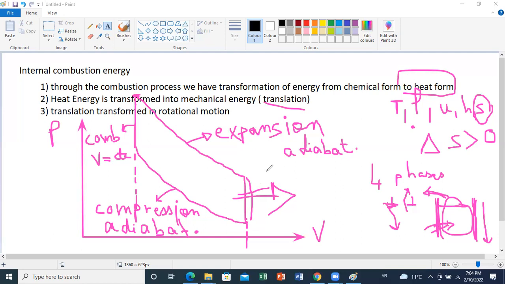Okay, so now I have 4 phases. Two of them are adiabatic, compression and expansion, and I have the combustion process at constant volume, during which I am introducing heat to my system. So during the combustion process, I gain heat. During the exchange of gases process, I have heat rejection. I lose heat. And then what will be my net work? If I want to calculate the net work during my cycle, which formula can I use?